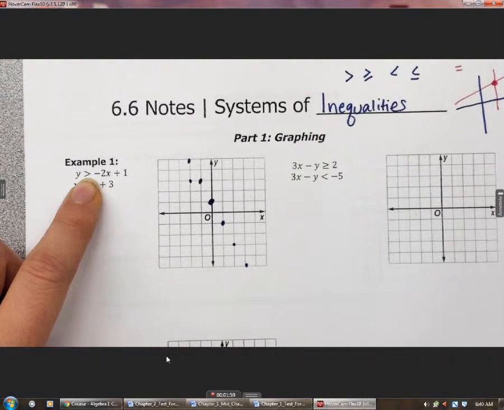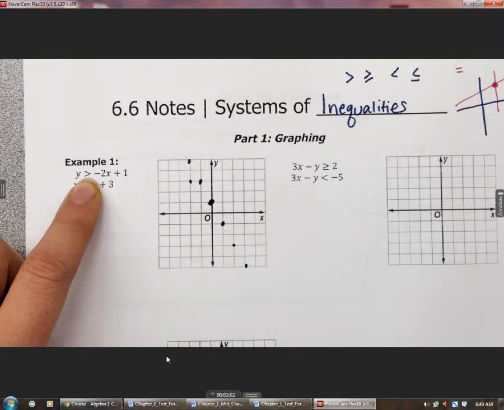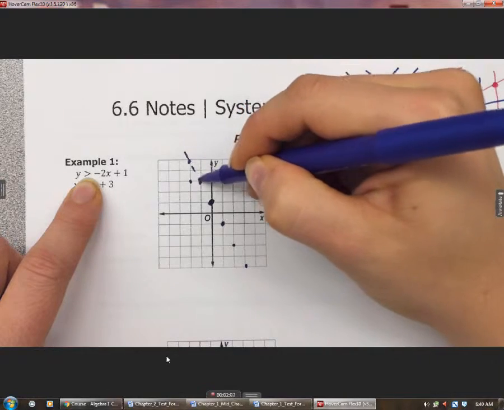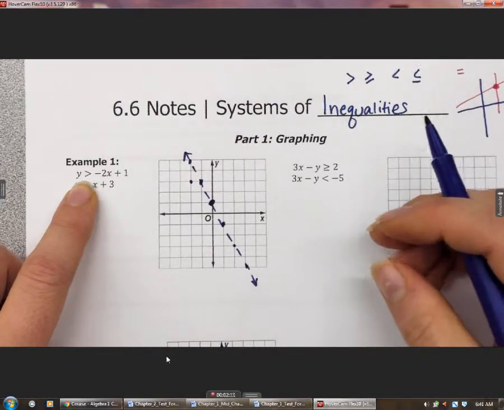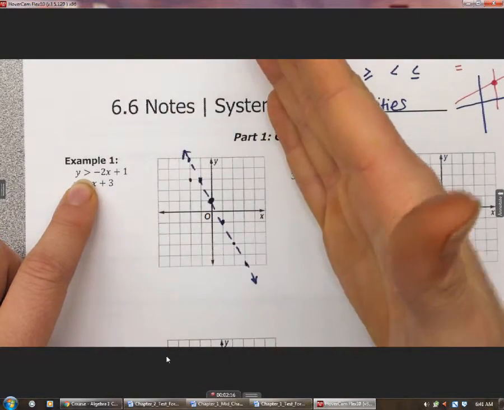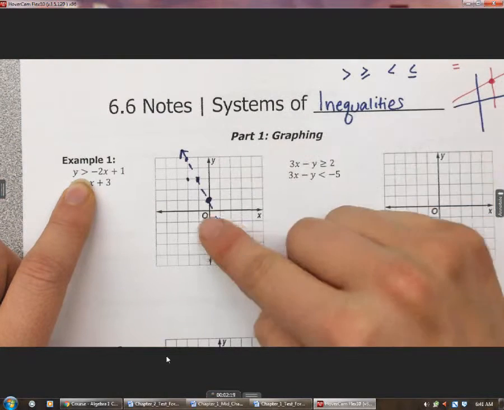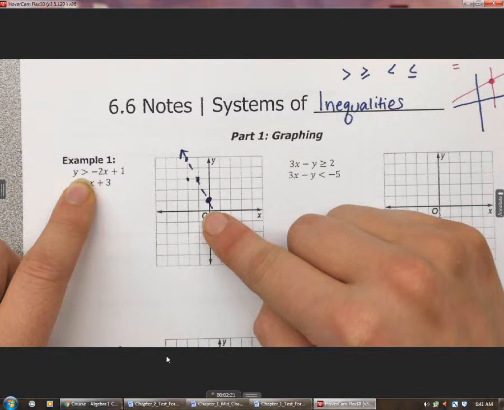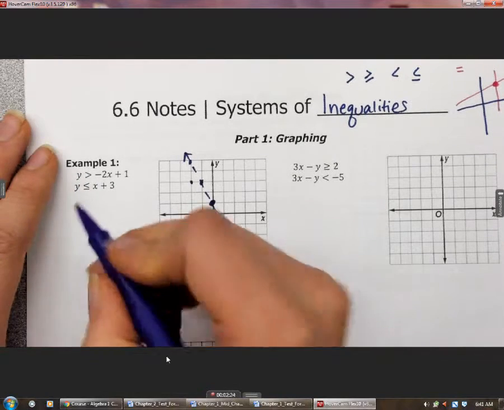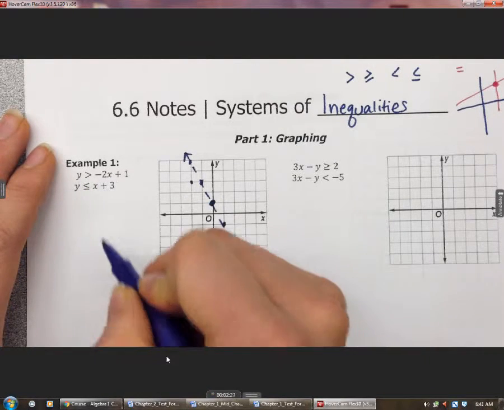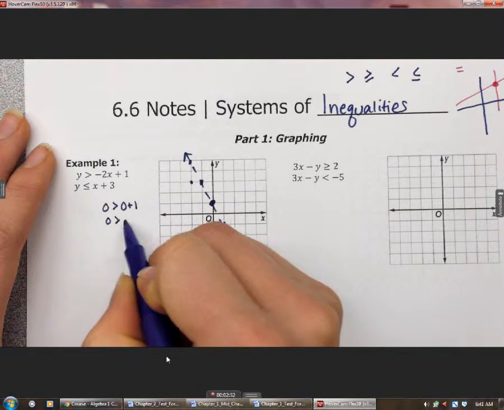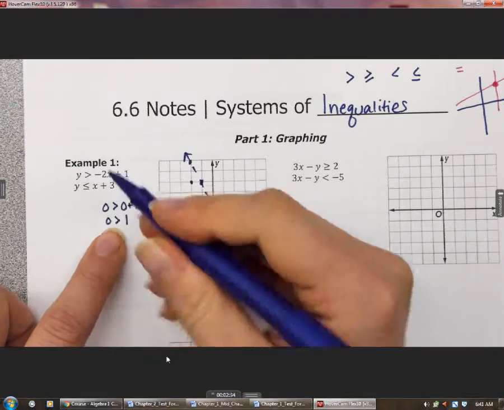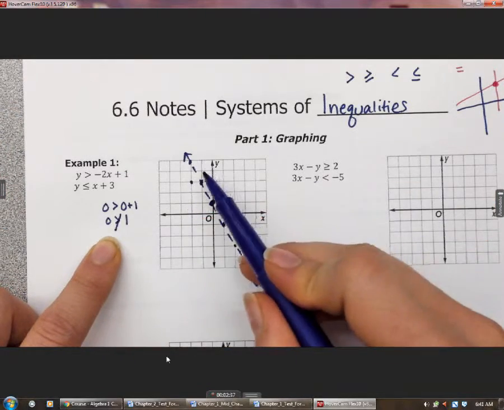Since this is a greater than sign, do you want this to be solid or dotted? Obviously I can't hear you because this is a video, but you want it to be dotted. There is no equal sign here. And you've got to ask yourself if you should shade above the line or below the line. You could do the test point and test out 0, 0. If you plug in 0 for y and 0 for x, 0 is greater than 0 plus 1. Well, that's not a true statement. 0 is not greater than 1. So we need to shade everything above it.